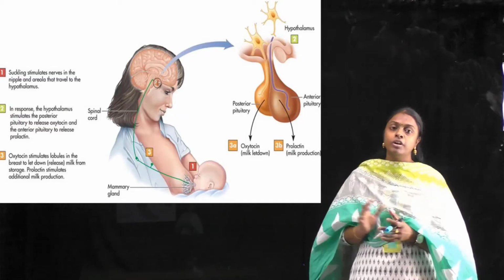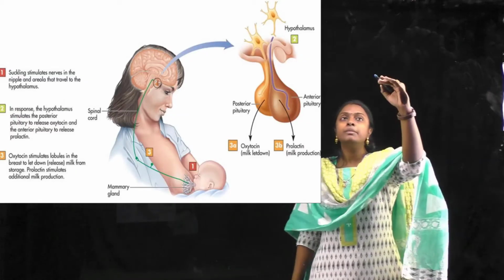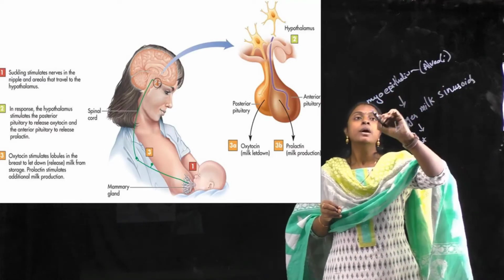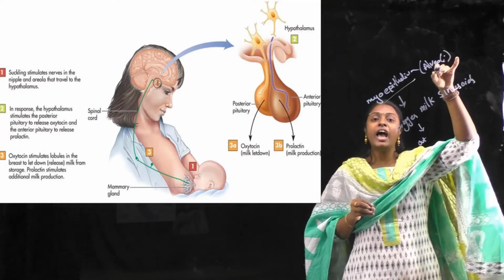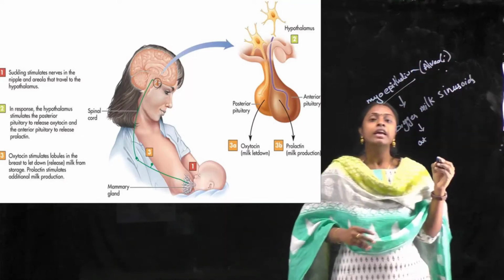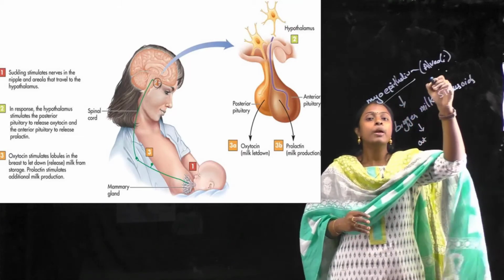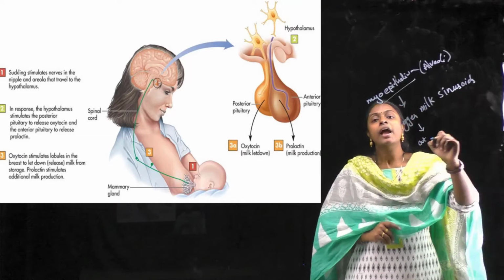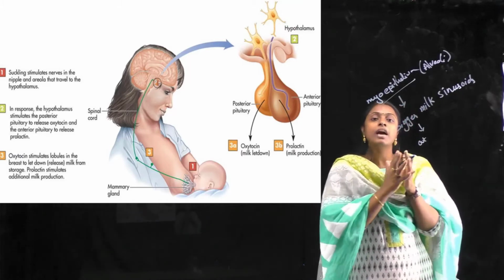So let's see what it is doing in the breast. In the breast, oxytocin will contract the myoepithelium, which is in the alveoli. When the myoepithelium gets contracted, it will force the milk from the alveoli into the bigger milk sinusoids, and from there the milk will come outside.